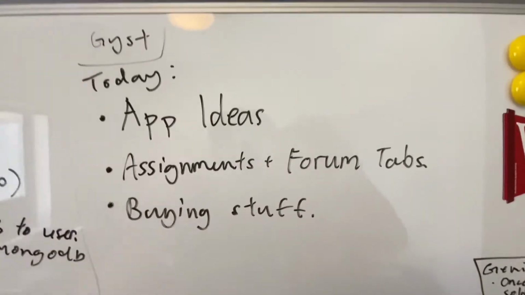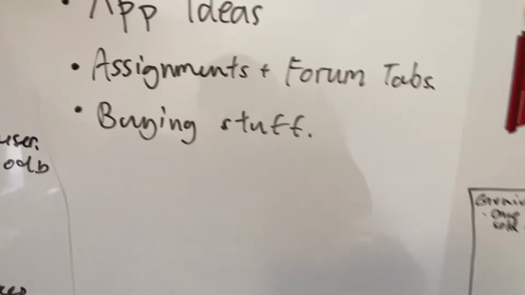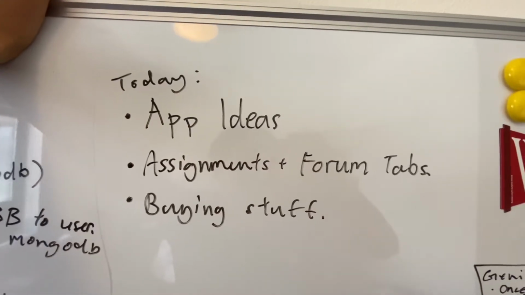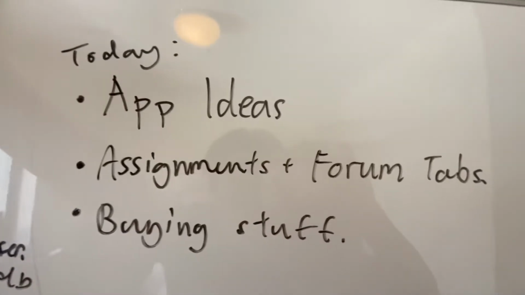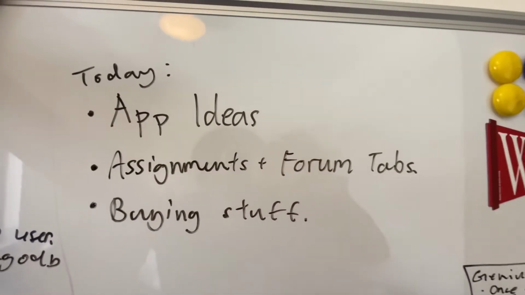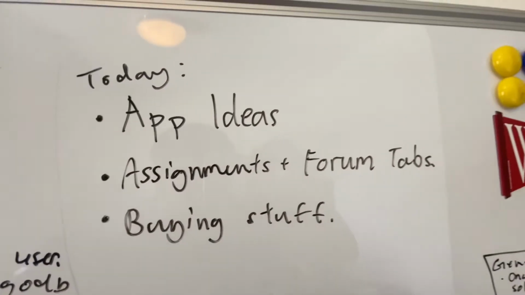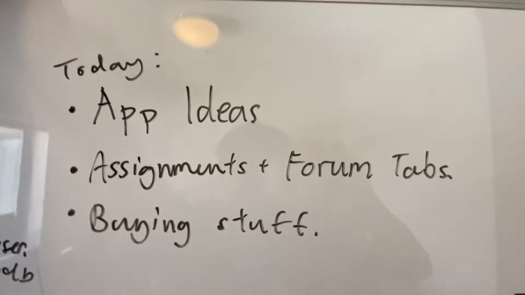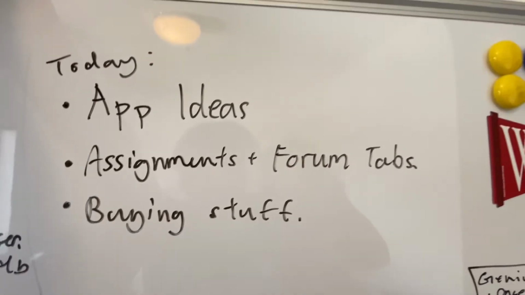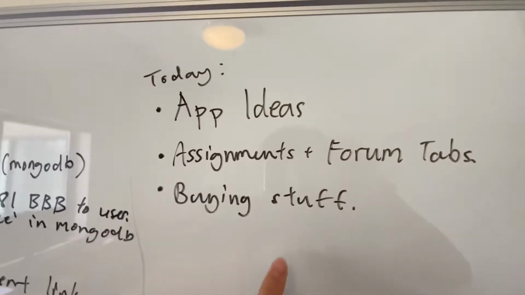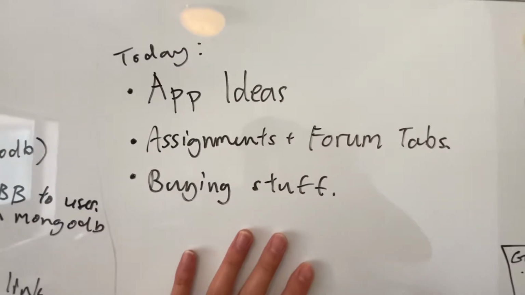So this is the idea for today. Ignore gist, that's an old idea. So we're looking at doing app ideas, working on those for the note-taking and scheduling app. And then we're going to look at assignments and the forum tabs that I was doing yesterday on the Genius app. Hopefully we can get that done. And finally, buying stuff. That's not actually buying stuff, that is adding in an economy to the Genius website. So, yeah.